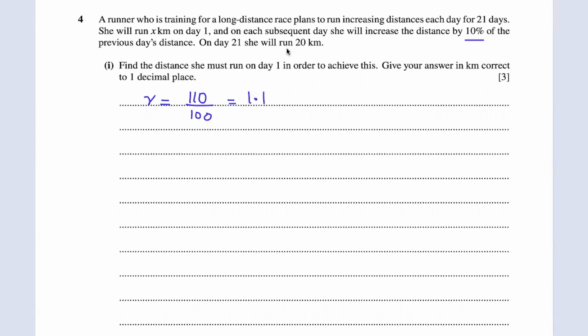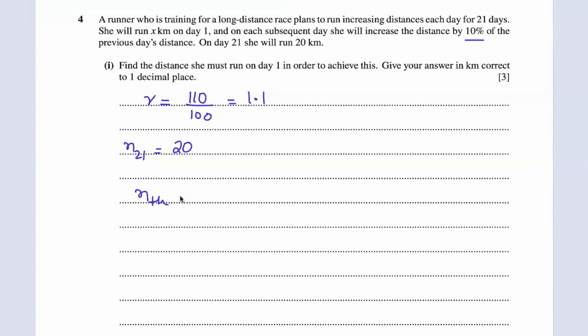On day 21, she will run 20 kilometers. So we also know that the 21st term is 20 kilometers. In part 1, we have to find the distance she must run on day 1 in order to achieve this. So we have to find the value of A. We have to give our answer in kilometers correct to one decimal place.